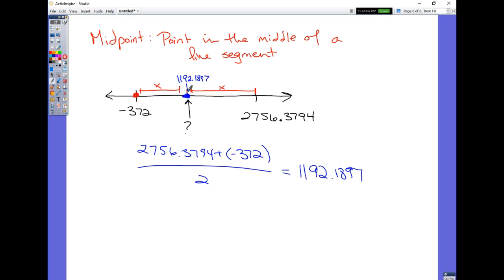Now, just to prove that that's the case, if you take 1,192.1897 and subtract the negative 372 from that, you find the distance there. This is a grand total distance of 1,564.1897. And if you do the same thing here and you do 2,756.3794 minus 1,192.1897, you get a distance of 1,564.1897. Oh, look!